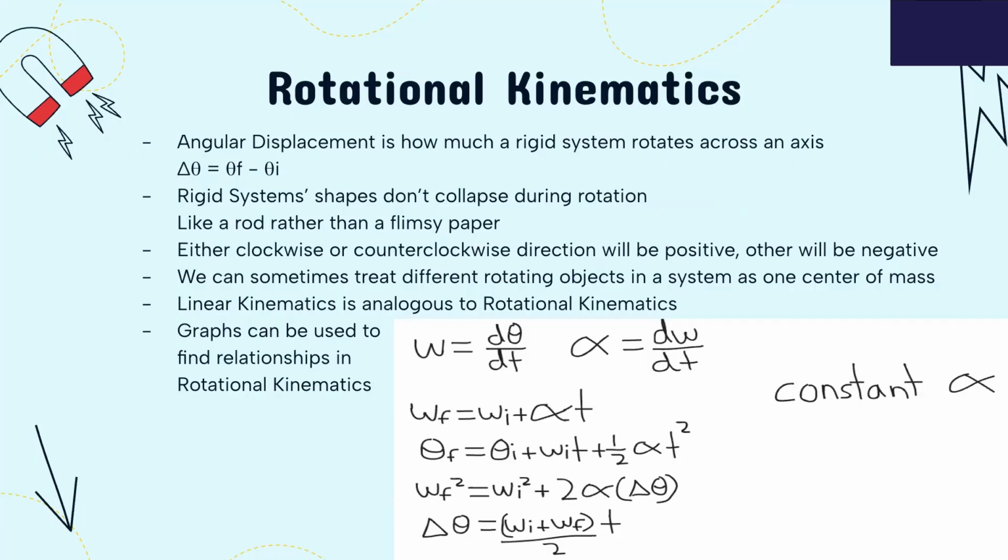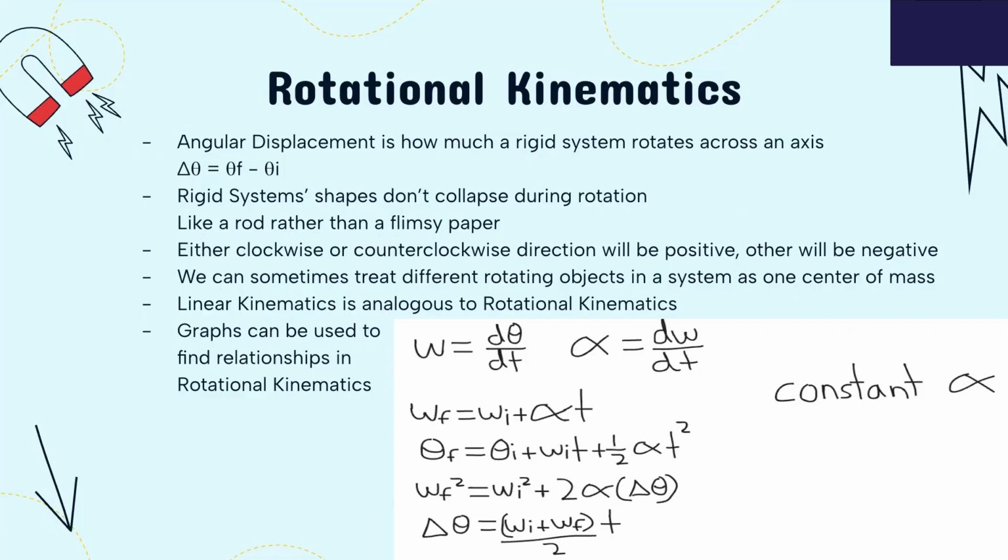Generally, either clockwise or counterclockwise direction can be considered positive, and the other will be negative. In a problem on the AP exam, they'll usually state it for you. Again, we can treat different objects in a rotating system as one object, with one center of mass and one rotation. Generally, rotational kinematics is analogous to linear kinematics, so the following equations apply. These are all constant alpha equations.